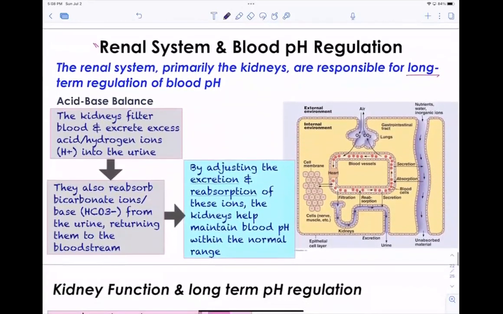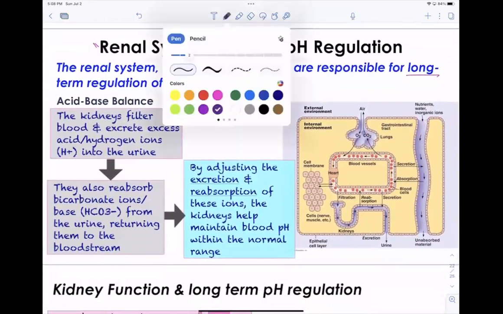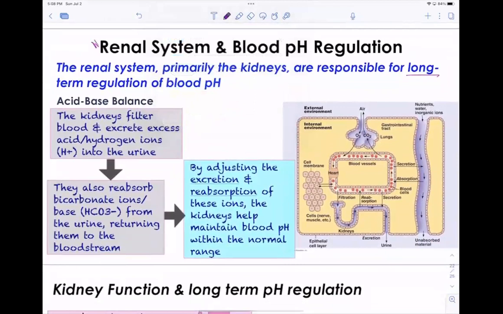For long term, we use the renal system, or the kidneys, right? So the kidneys are the renal system. The renal system is basically two kidneys filtering blood, and then that filtrate becomes your urine: two ureters, urinary bladder, urethra, and out. And so the kidneys are for long-term regulation of blood pH because they are filtering your blood.